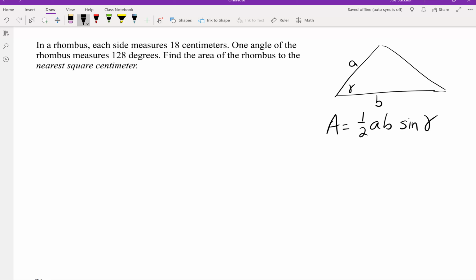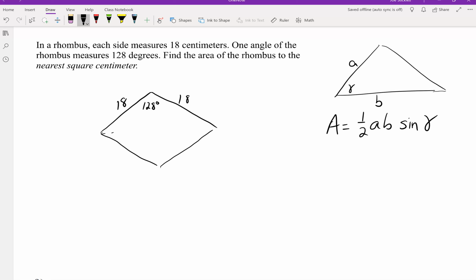So in this problem, we're told that a rhombus has sides of length 18 centimeters, and one of the angles is 128 degrees. Find the area of the rhombus. All right, so remember a rhombus is a quadrilateral with 4 equal sides. In this one, we're told that each side is 18, and one angle measures 128.